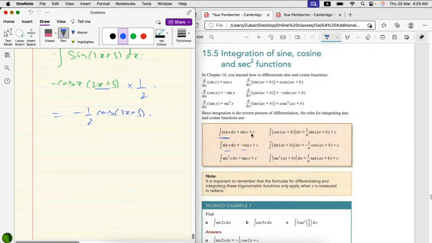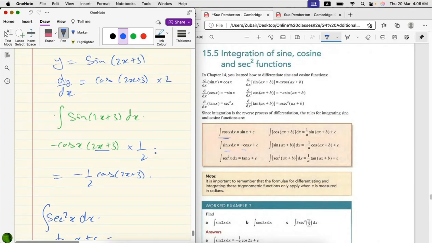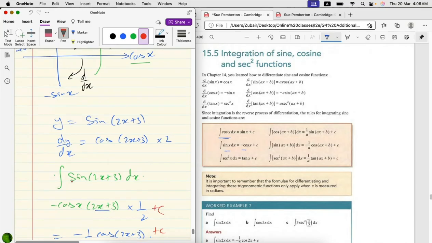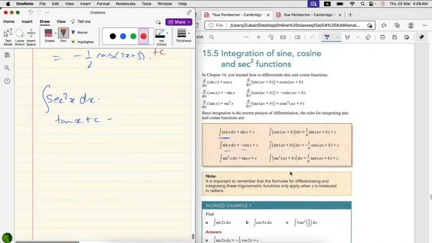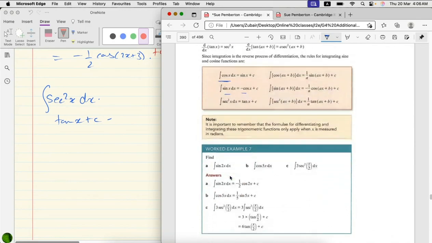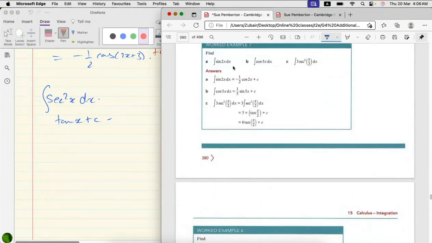So from cos to sine, sine to minus cos, and secant square. Integration of secant square is tan x plus c. We had to write plus c there as well. So we'll be using these identities and solving few questions, and then another subtype.